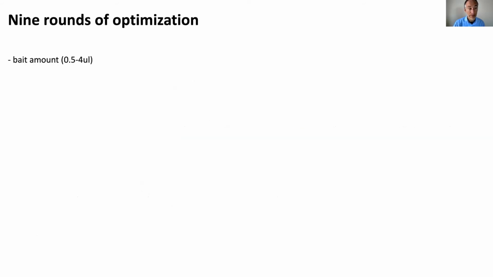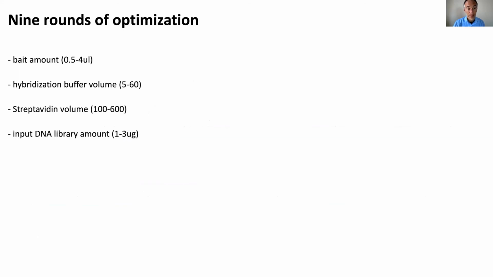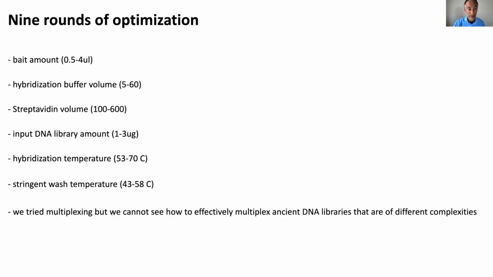We performed 9 rounds of optimization with different amounts of baits, hybridization buffer volume, streptavidin volume, input DNA library amount, hybridization temperature, stringent wash temperature.